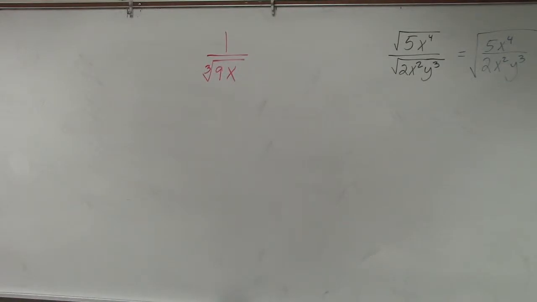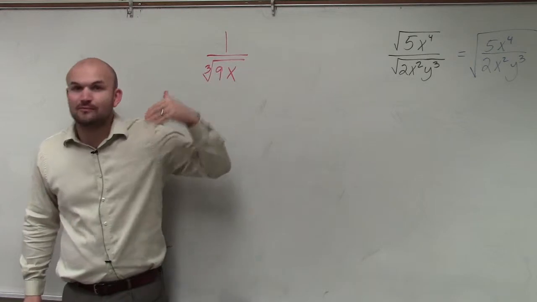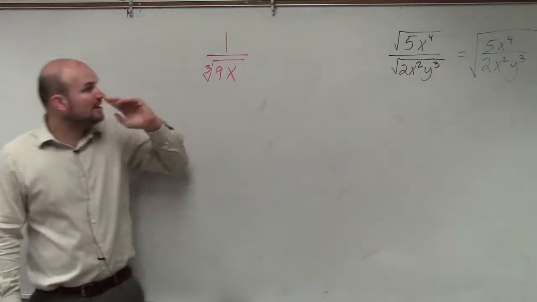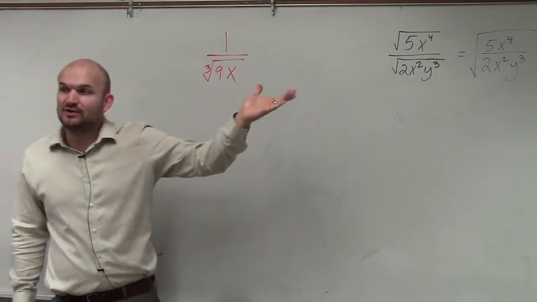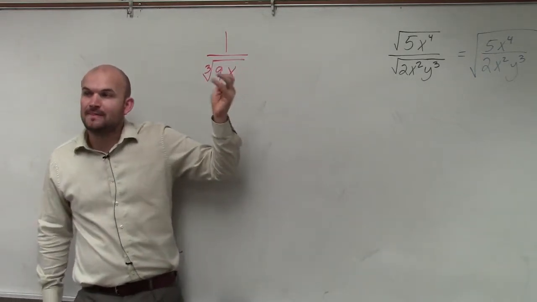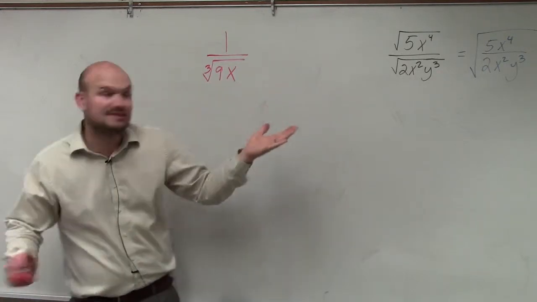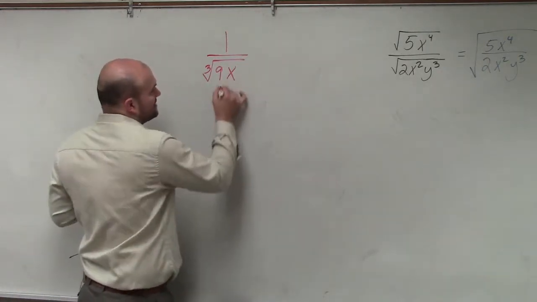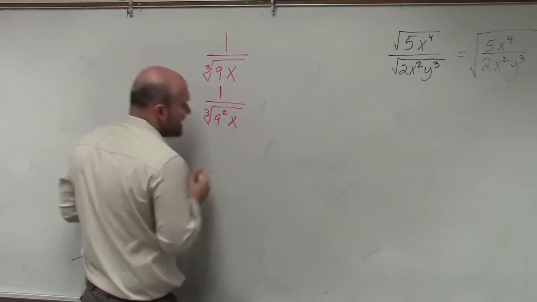So basically, ladies and gentlemen, when we're dealing with cube roots, the main important thing I want you guys to understand when we're trying to simplify the cube root is that we want our index to be the same as our powers. If we don't have a number that's raised to a power, the first thing we want to do is rewrite our number as an exponent that we can see. So I automatically see that I can rewrite this as the cube root of 9 squared times x.